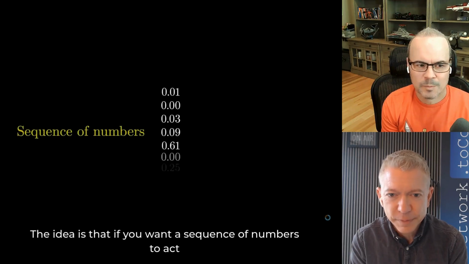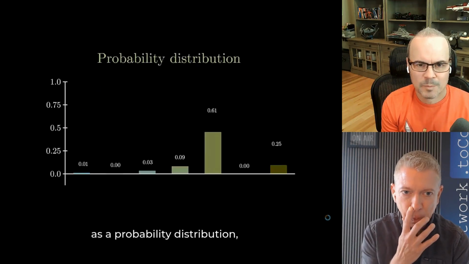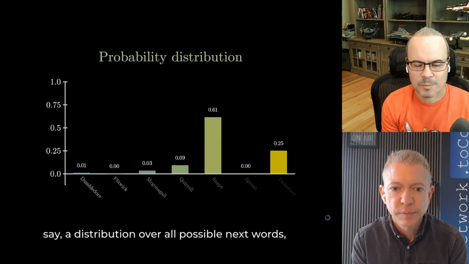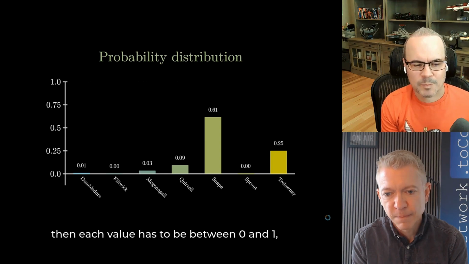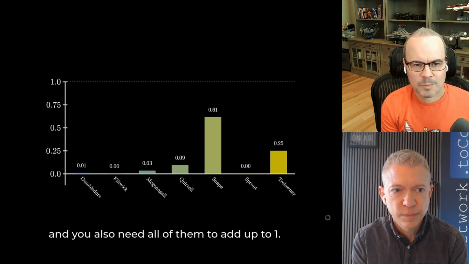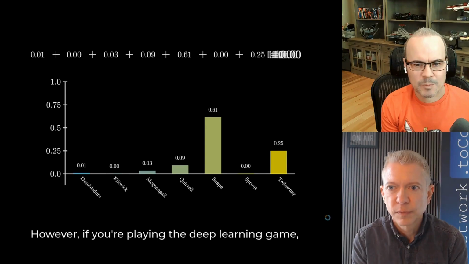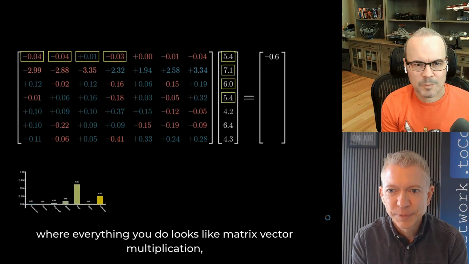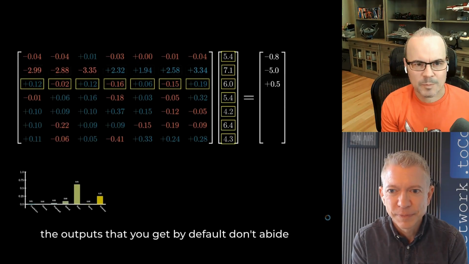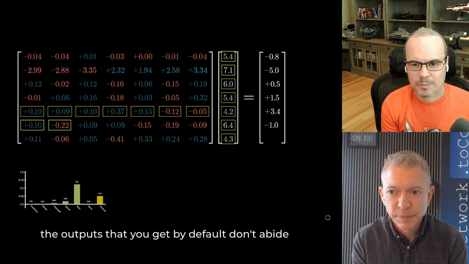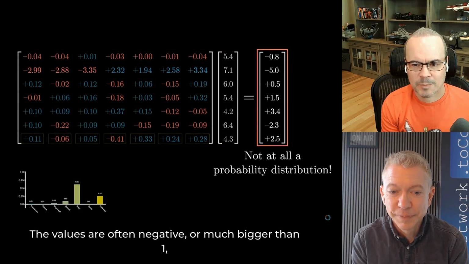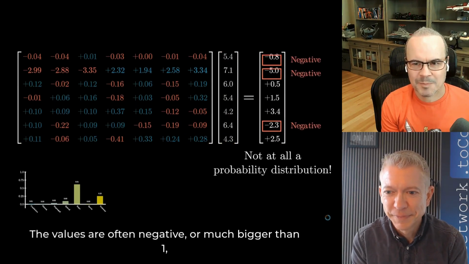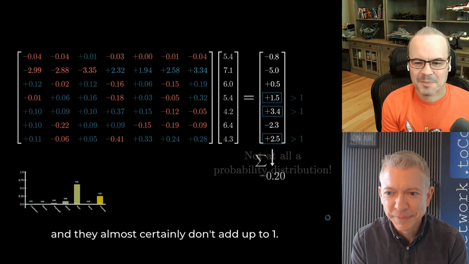The idea is that if you want a sequence of numbers to act as a probability distribution, say a distribution over all possible next words, then each value has to be between 0 and 1, and you also need all of them to add up to 1. However, if you're playing the deep learning game, where everything you do looks like matrix vector multiplication, the outputs that you get by default don't abide by this at all. The values are often negative or much bigger than 1, and they almost certainly don't add up to 1.